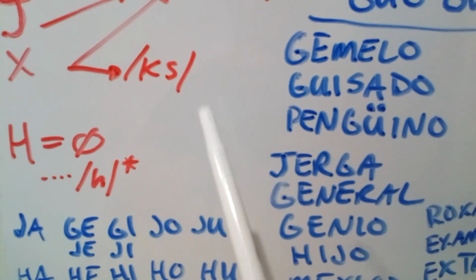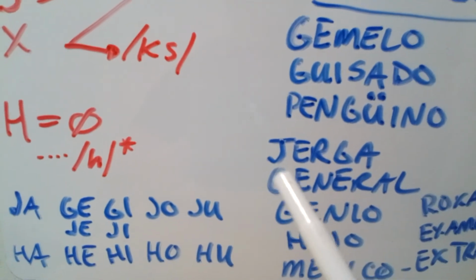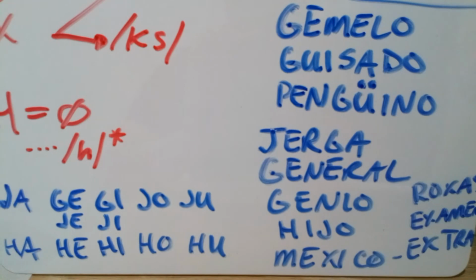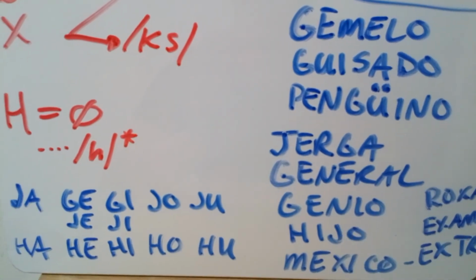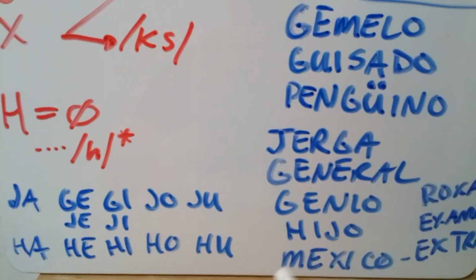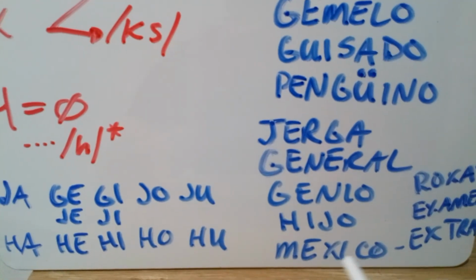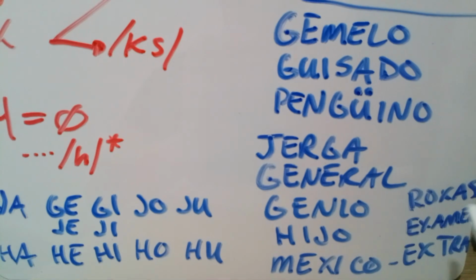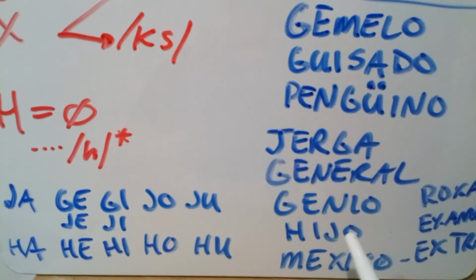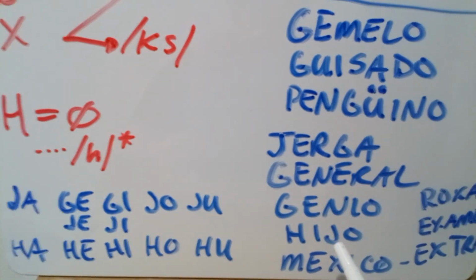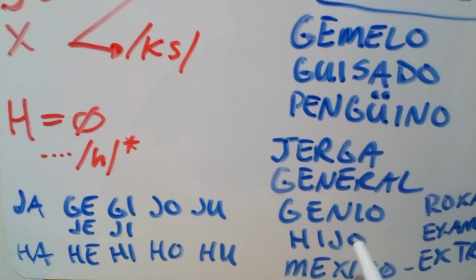You will never hear that X as voiced. It's voiceless, so only air is coming out, not a voice, not a sound, just air. Not a gz, right? So Mexico, rojas, examen, extra. Hijo, that J, regardless of where it is, makes that h sound.